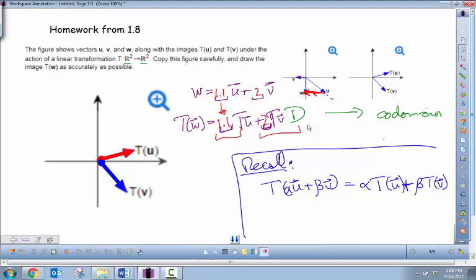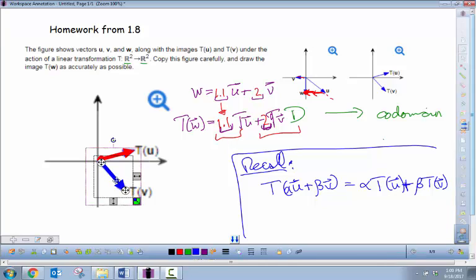All right, so I have the T of u and the T of v, and I want the T of v to be twice as long, and I want the T of u to be just a tad bit longer. And then now I want to connect this using a parallelogram.